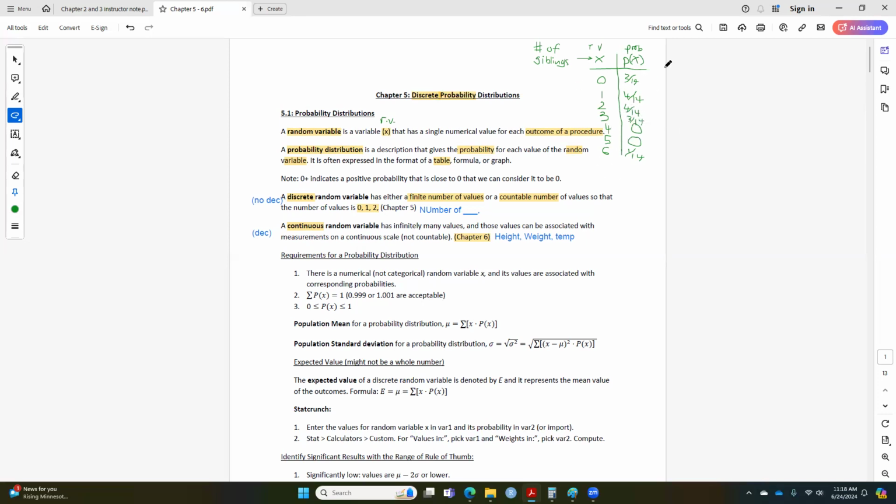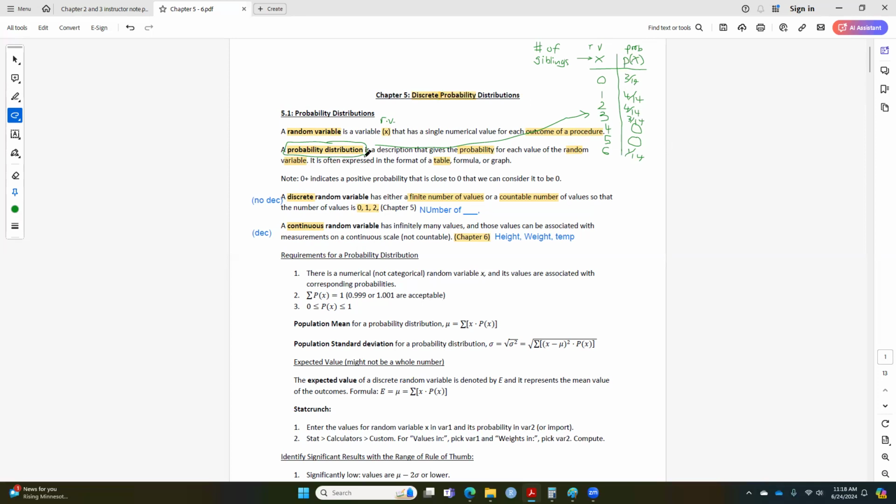So this is what, and then this whole table is called a probability distribution. So a probability distribution is where you need to have a random variable correspond to its probability. Okay.